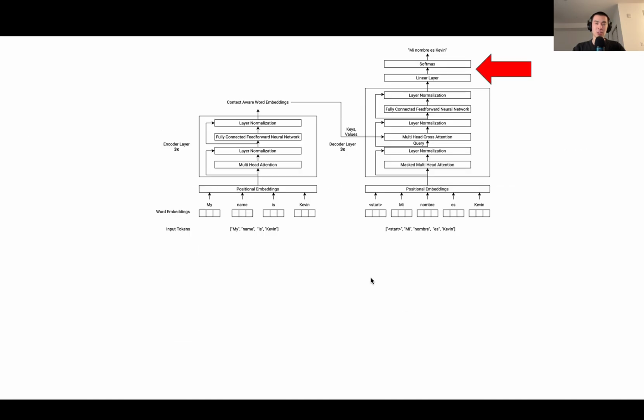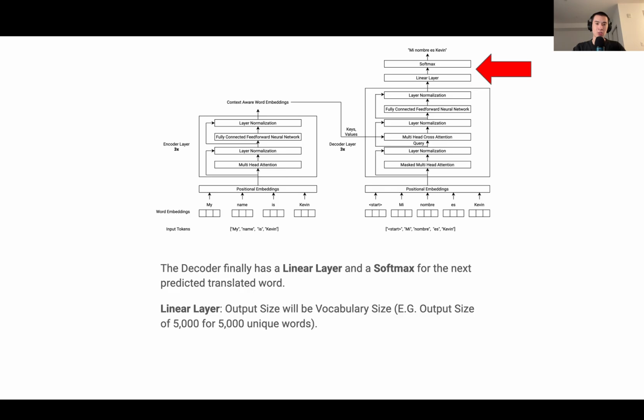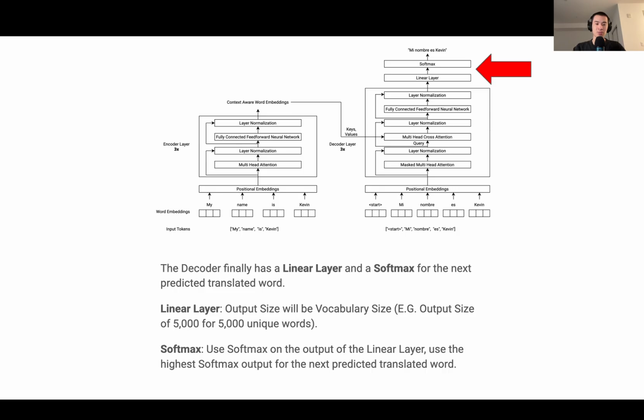Last up, of the three main differences between a decoder and an encoder, is the linear layer and the softmax. So the decoder finally has a linear layer and a softmax for the next predicted translated word. For the linear layer, output size will be vocabulary size, e.g., output size of 5,000 for 5,000 unique words. Softmax, use softmax on the output of the linear layer. Use the highest softmax output for the next predicted translated word.